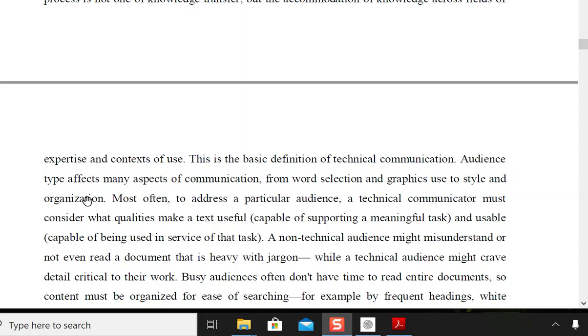So there you find a list of drawings and writings, and very precise easy words are written for the non-technical audience so that they may understand it properly. And second, our non-technical audience might misunderstand or not even read a document that is heavy with jargon.